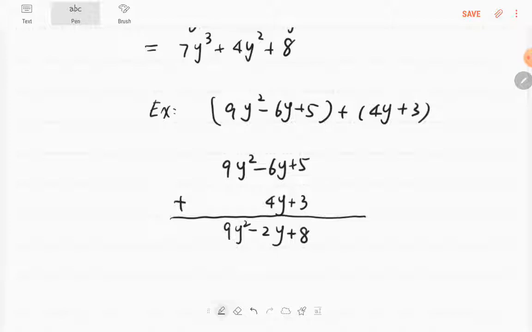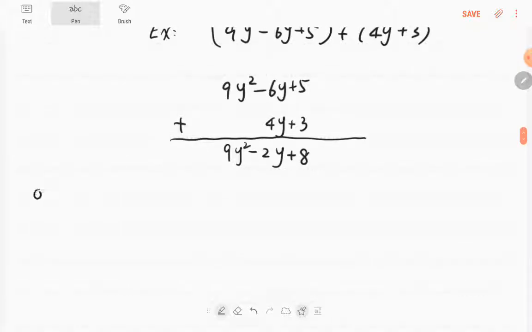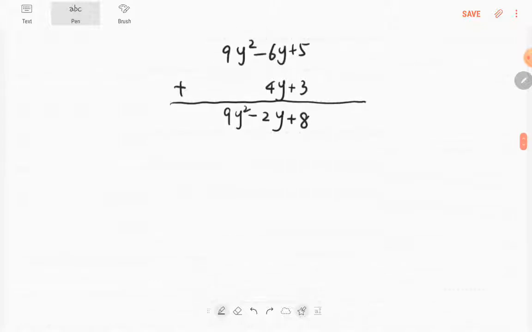So of course you can always pick which one you prefer to use, the vertical format or the horizontal format. When you do the vertical format, make sure you should line up the like terms. Okay, then you do the addition. So let's check the second objective. It's about the subtraction. The second one is the subtraction.